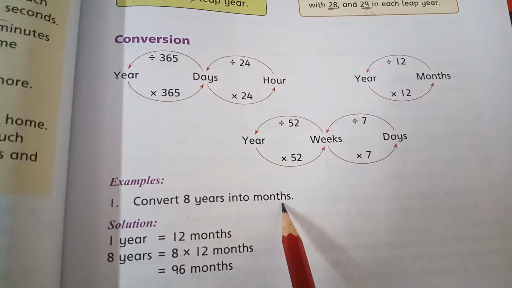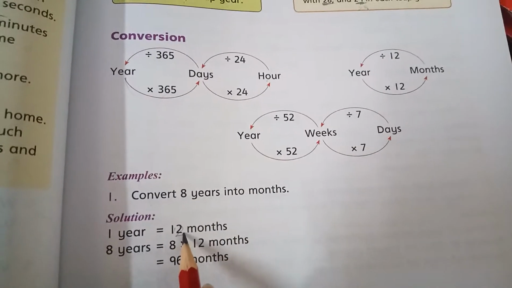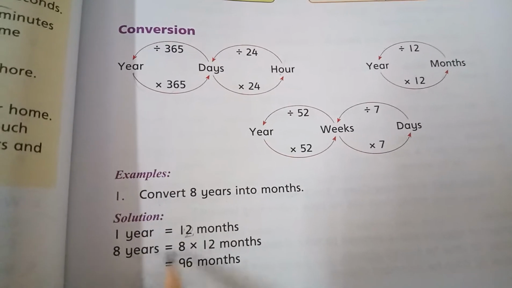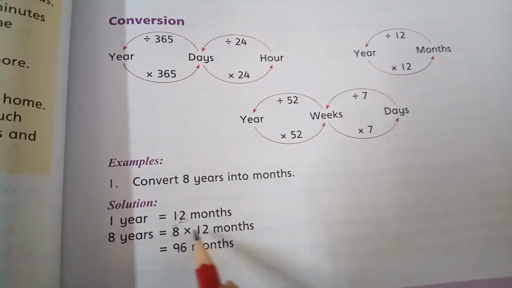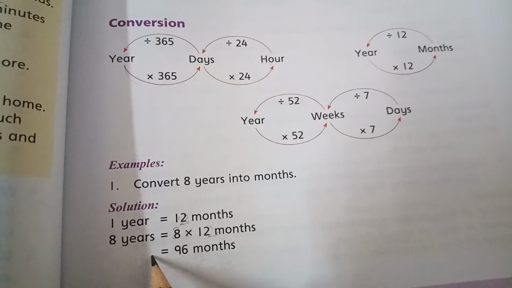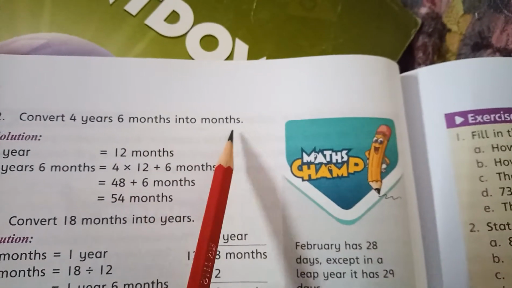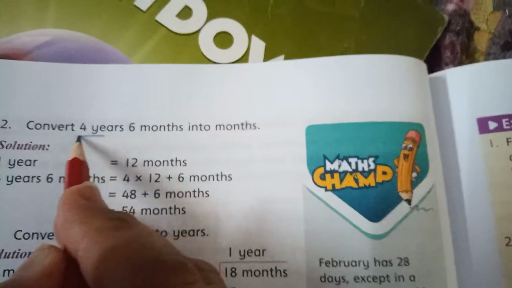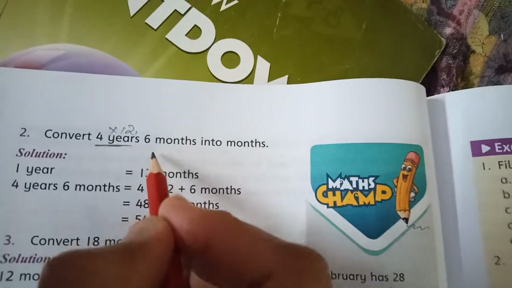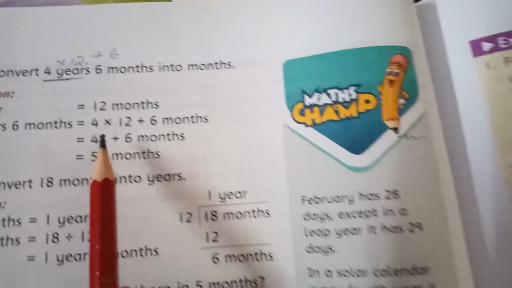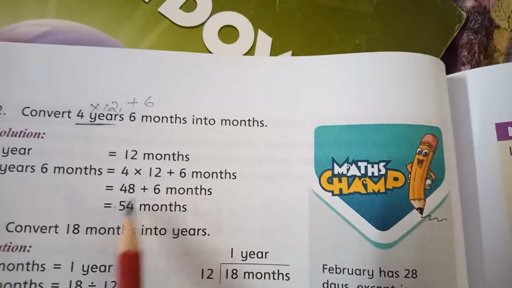So how will you convert years into months? If you want to convert 8 years into months, as you know there are 12 months in a year, so you will multiply 8 years by 12 months, and they will become 96 months. If you want to convert 4 years and 6 months into months, you will multiply first 4 years by 12 and then add these 6 months, like this. 4 12s are 48 and the 6 months, the total is 54 months.